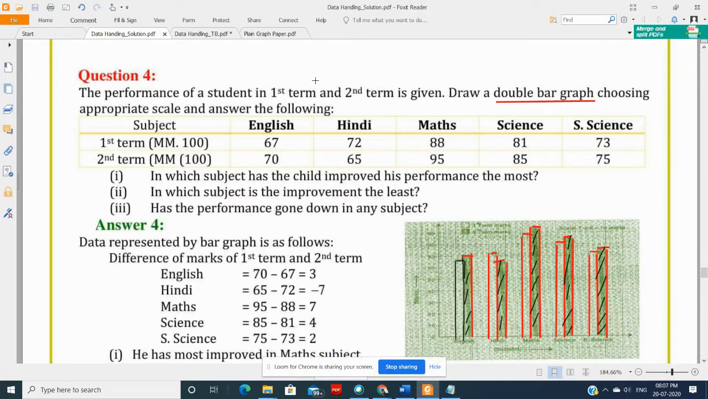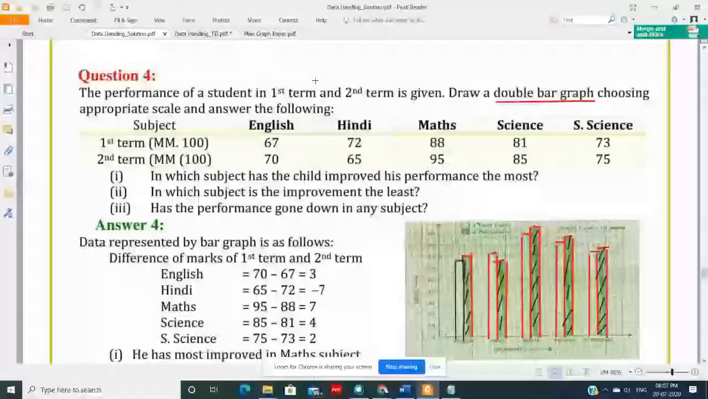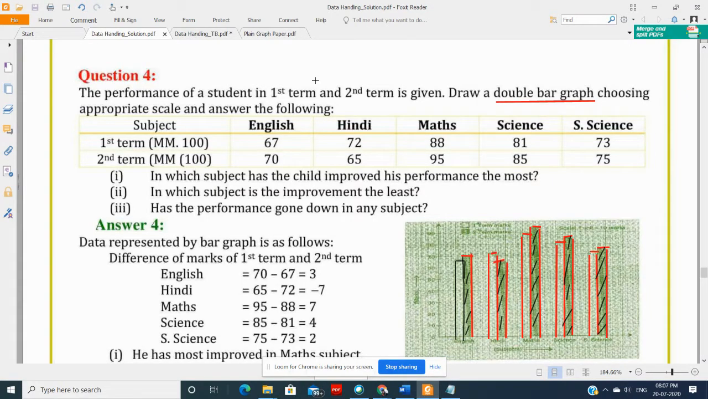So in business, in factories for production, in schools for marks, to evaluate the student, how his performance has been, whether the student has improved or not, they use a double bar graph. Whenever we need to make a comparison, a double bar graph is very important. So let's see this question.